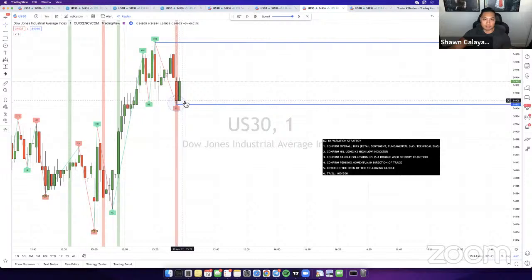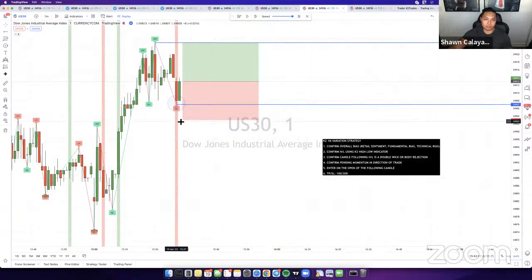With that said, you just want to confirm that there's a pending momentum in the direction of the trade. So right here, we got a sell signal. The next signal is going to be a buy signal, right? So you're taking a buy here. You want to make sure that a buy signal is coming. Once you confirm those, you can enter right here for a long. There's a fixed TP and stop loss right here, 400 pips.